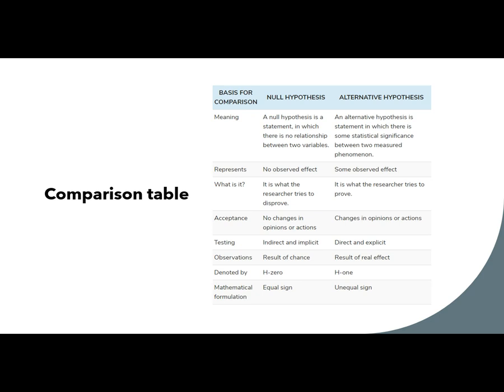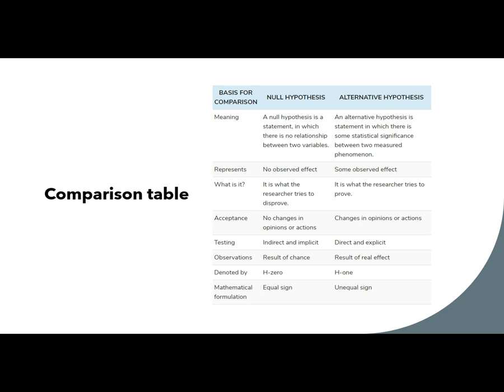Here we can see the comparison table, null hypothesis and alternative hypothesis. Well, the null hypothesis is a statement in which there is no relationship between two variables, and the alternative hypothesis is a statement in which there is some statistical significance between two measured phenomena. The null hypothesis represents no observed effect, and the alternative hypothesis represents some observed effect.